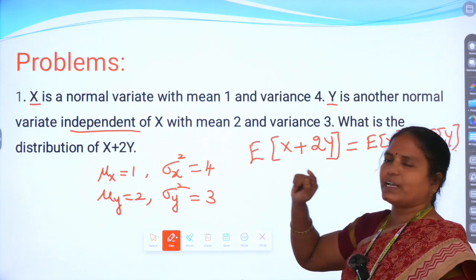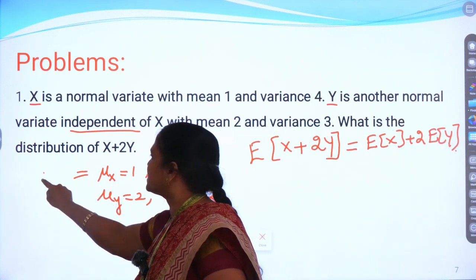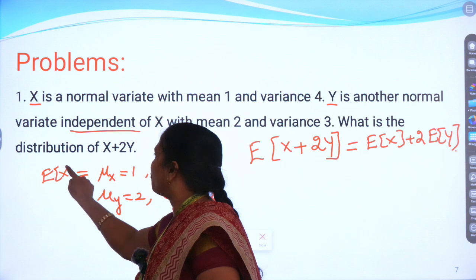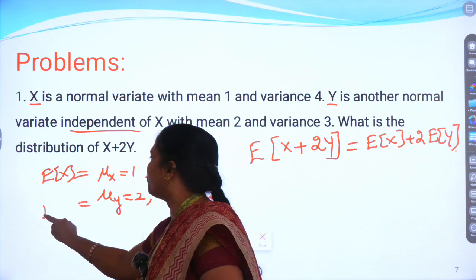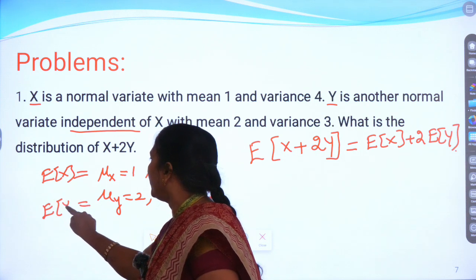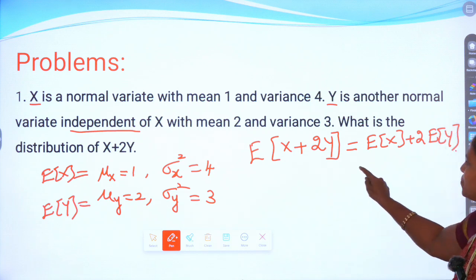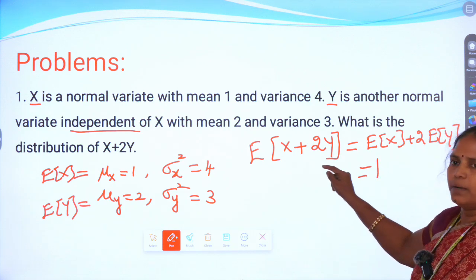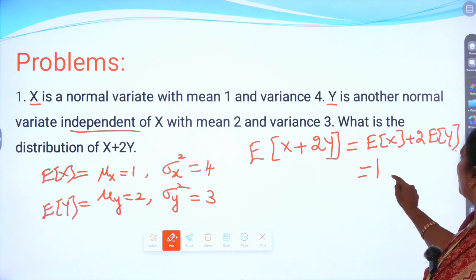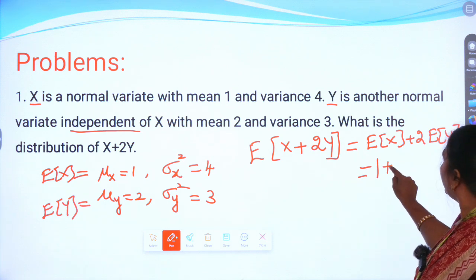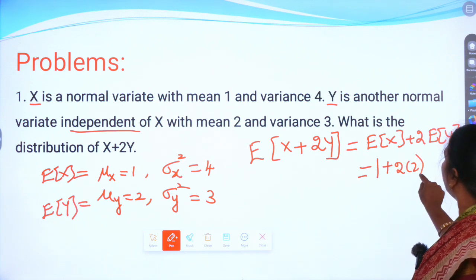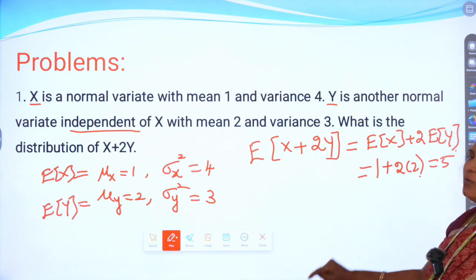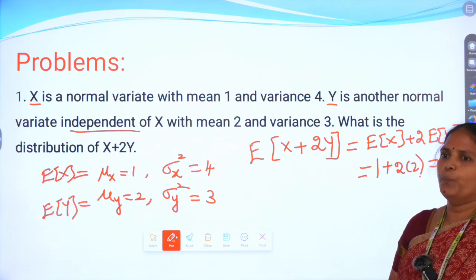The expectation of x is nothing but mu of x, and similarly, the expectation of y is nothing but mu y. So which is equal to, the value of the expectation of x is 1, plus the value of expectation of y is 2, into 2. So you will get the mean value as 4.